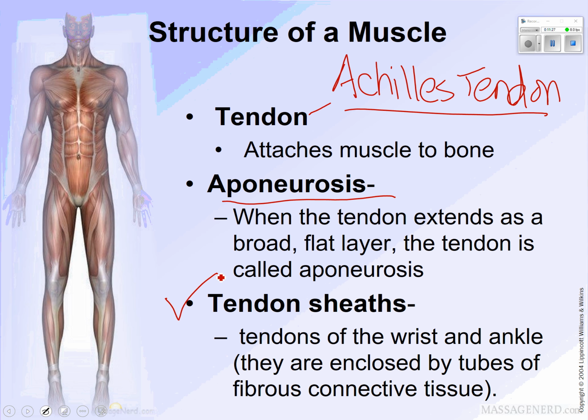Your tendon sheaths, of course, these are tendons of the wrist and the ankle, are going to be enclosed by tubes of fibrous connective tissue. And those joints, of course, can slide back and forth, so it helps to reduce that friction as those tendons slide back and forth. Tendon aponeurosis, of course, is dense, regular connective tissue, which is going to be composed of collagen fibers.